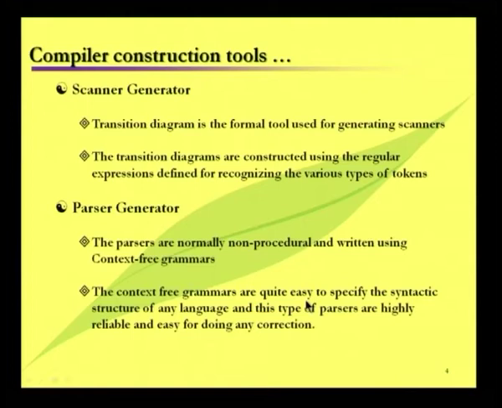And now, what are the various compiler construction tools we have? We have three or four compiler construction tools. The first one is the scanner generator. We should know what should be given as input for the scanner generator and what is expected to be the output of the scanner generator.